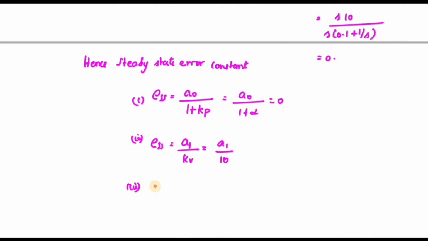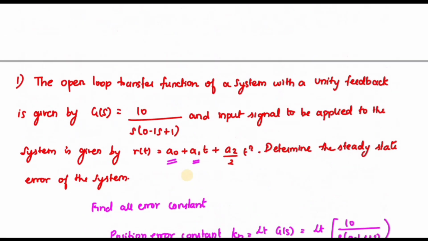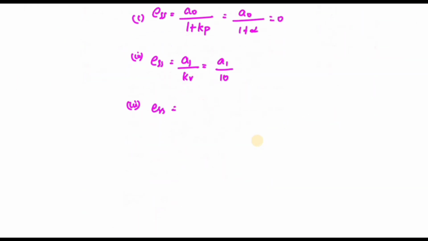Next one, ess, the input is a2 divided by 2 into t square. That is nothing but related to the acceleration constant. So a2 divided by 2 into Ka. So it is a2 divided by 2 into 0, which is nothing but infinity. Since the ess is the total of these, 0 plus a1 divided by 10 plus infinity, I will get the answer as infinity.